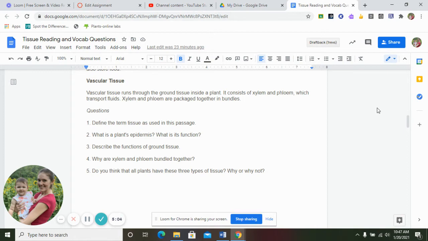So here's our 5 questions. Our first one, define the term tissue as used in this passage. So I have plant cells that have a similar function. That is what a tissue is. What is a plant's epidermis and what is its function? So you would find that under the dermal tissue paragraph. It is the outside of a plant and it mediates interactions between the plant and its environment.